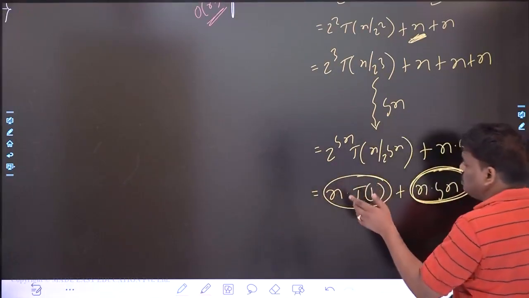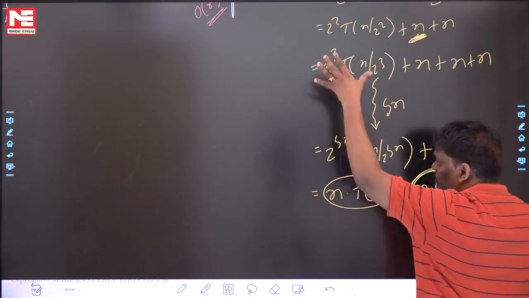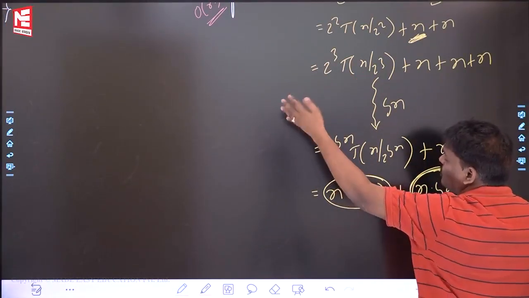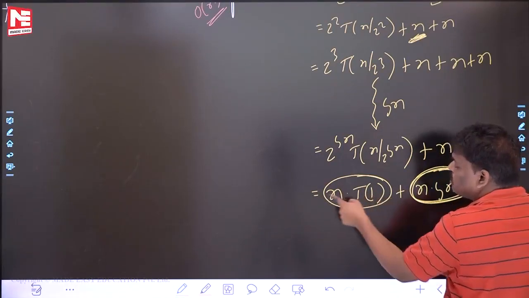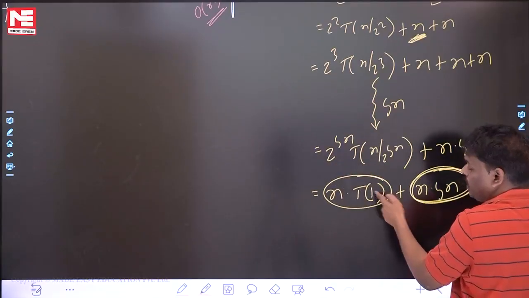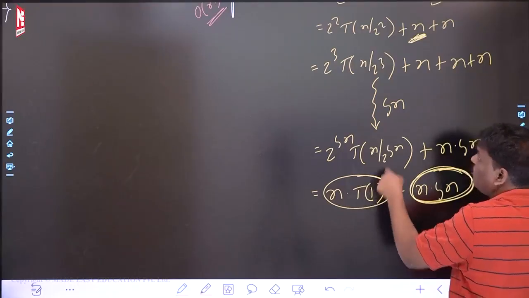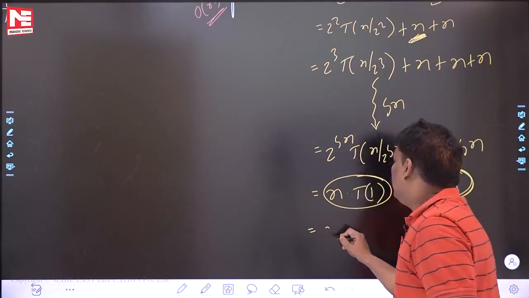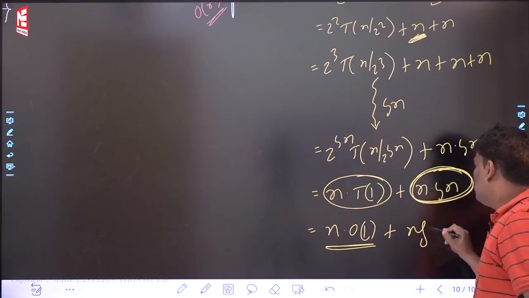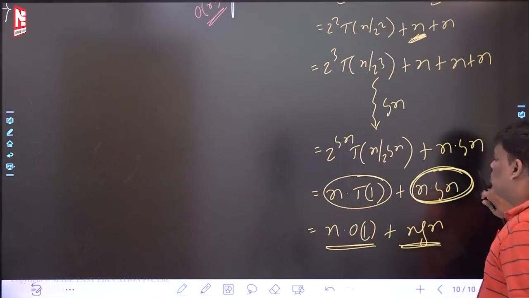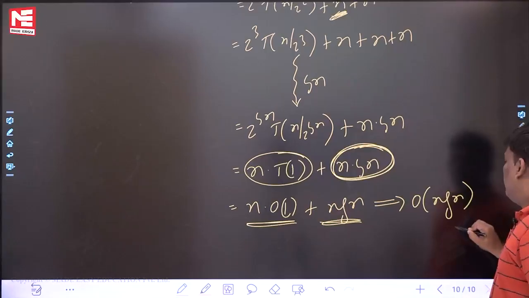What is this n into T(1)? It is the small problem cost, at the bottom of the tree. If you see the numerical example of this merge sort, the last level has 1 element each, n sub-problems. Each sub-problem has size 1, and size 1 takes constant time. Let me write now: n into constant is for the small problems, and n log n is for the big problem. Then the total cost will be big O of n log n.